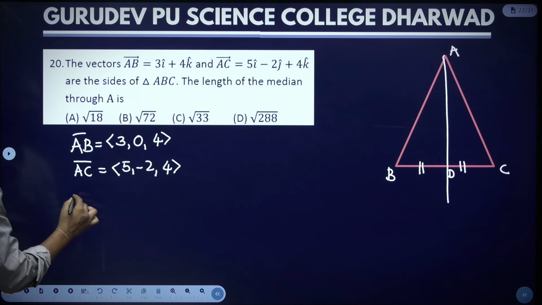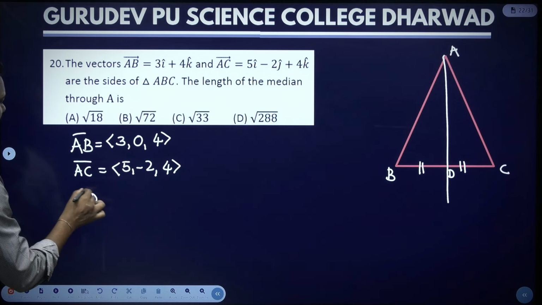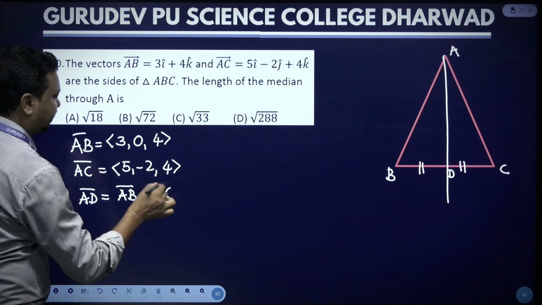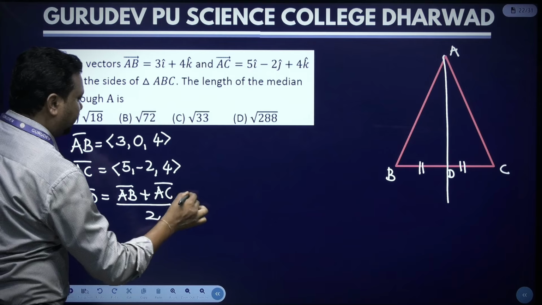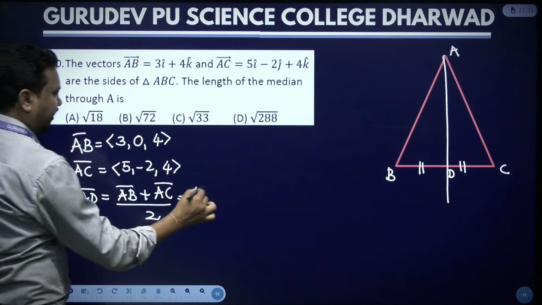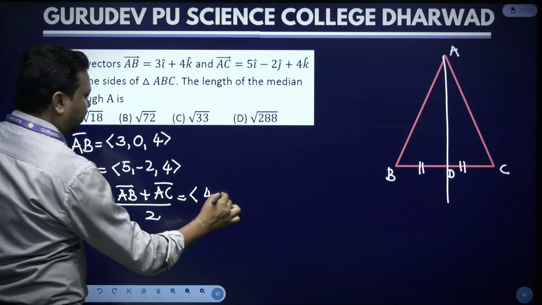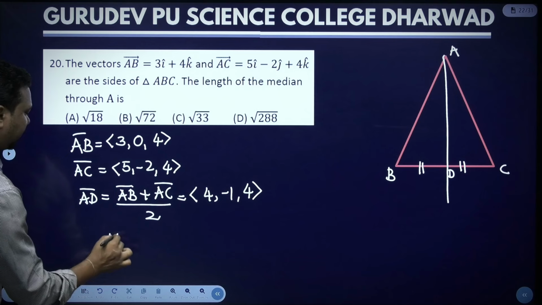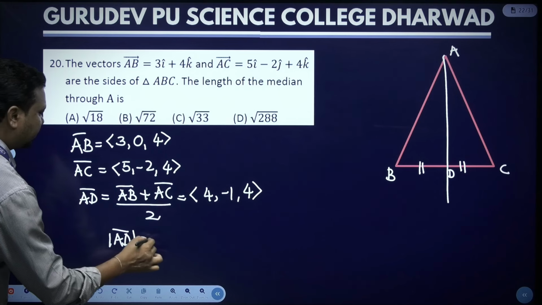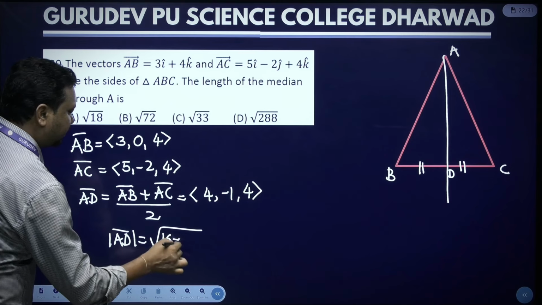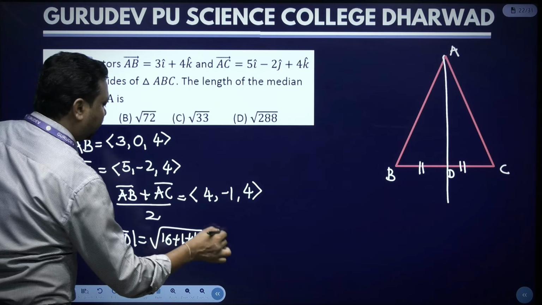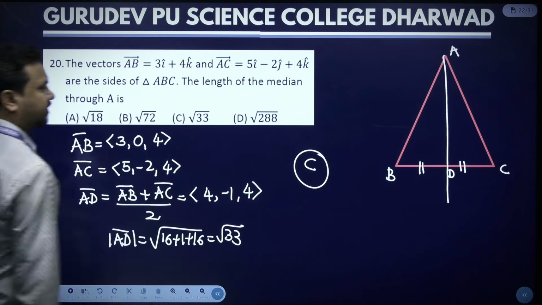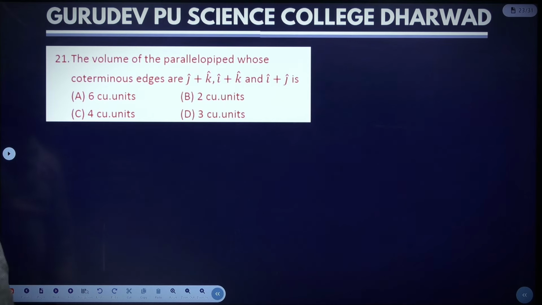The midpoint formula, AD is equal to AB plus AC divided by 2. Therefore, what will be your values? 3 plus 5 is 8, which gives 4. 0 minus 2 is minus 2, which gives minus 1. 4 plus 4 is 8, which gives 4. Therefore, the magnitude of AD, or length of AD, is equal to square root of 16 plus 1 plus 16, which is root 33. Hence, I'll go with option C as the right answer. Clear? Let me go for the next one.